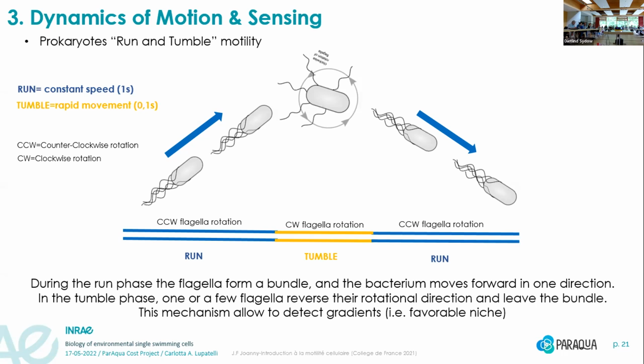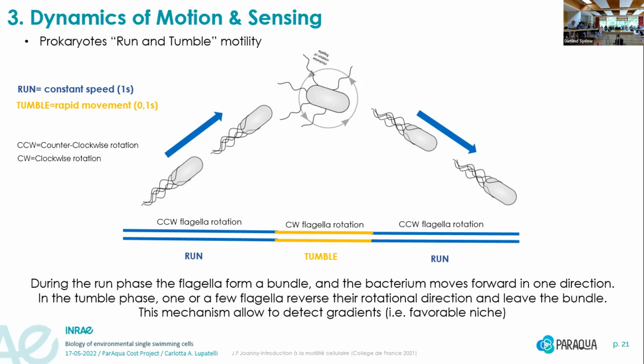During the tumbling phase, one or a few flagella, as you can see here from the image, basically exit from the previously formed bundle, and they reverse their rotational direction, and basically allow the bacteria this change of direction and to move in another direction. In this case, the flagella will move with a clockwise rotation. After the tumble phase, we will have a run phase in a particular direction with the same properties as before.